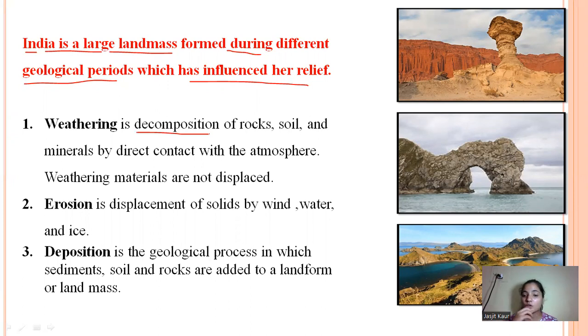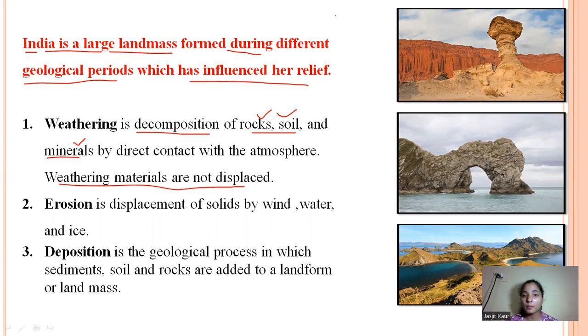So decomposition takes place because of interaction with the sun or with the rain. Because of high temperature, weathering can occur. Because of this direct contact with the atmosphere, the rocks, soil, and minerals are decomposed into the soil or into the interior of the earth. Weathering material is not displaced, so these rocks, soil, and minerals are not displaced; they remain constant at one particular place.